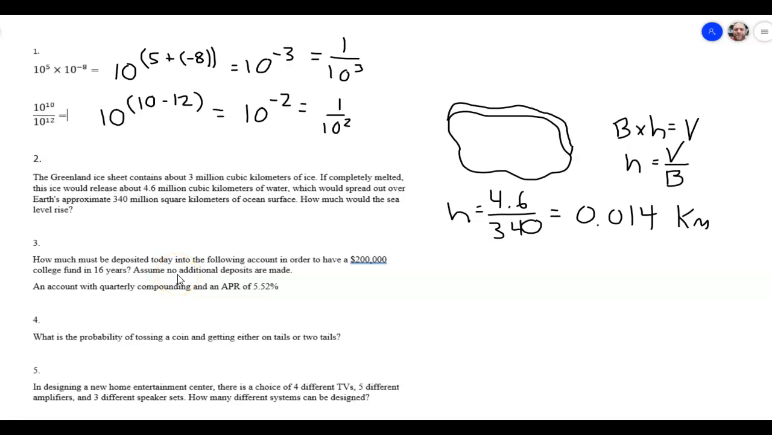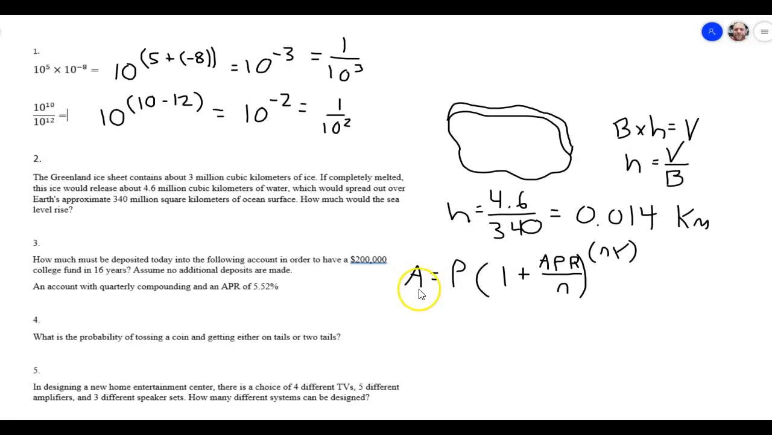Assume no additional deposits are made. All right, so this is from section 4B here, and the formula for that looks like this. A is equal to P times (1 plus APR all over N) raised to the NY. And then we really have to know what each one of these things are.